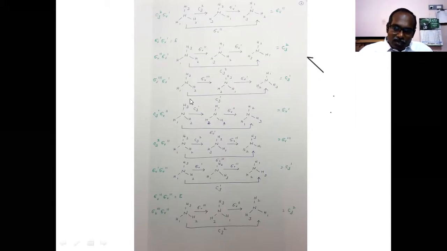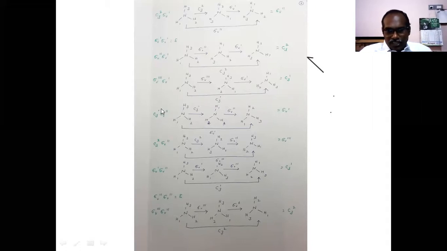Therefore, what will be the one single operation which will bring this configuration from this? 1 is here, all positions are interchanged, but 1 has moved over here, 2 has moved over there, 3 has moved over here. Therefore, if you perform the operation C3 once, you will get this configuration. Therefore, sigma V triple dash and sigma V dash, the combined operation will be C3 once.